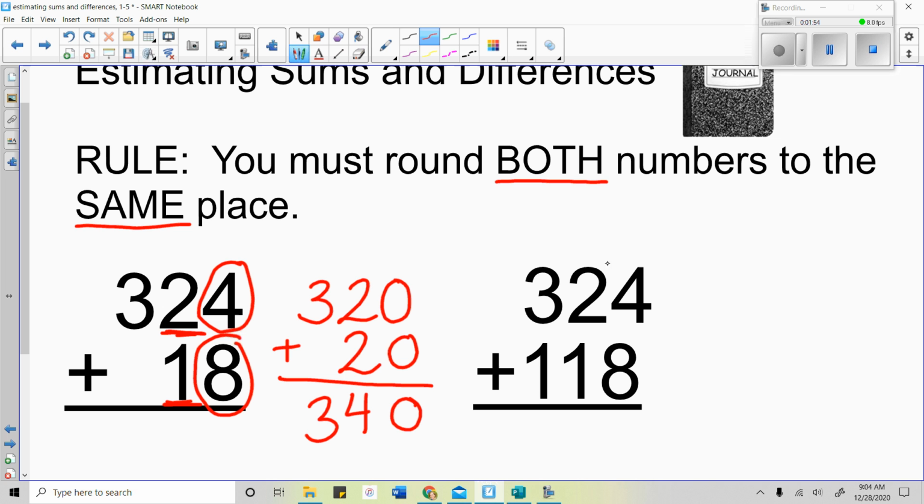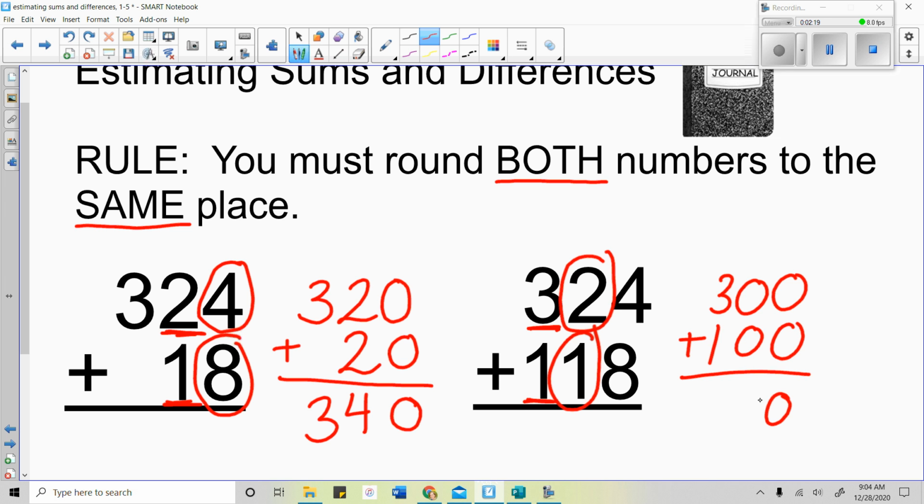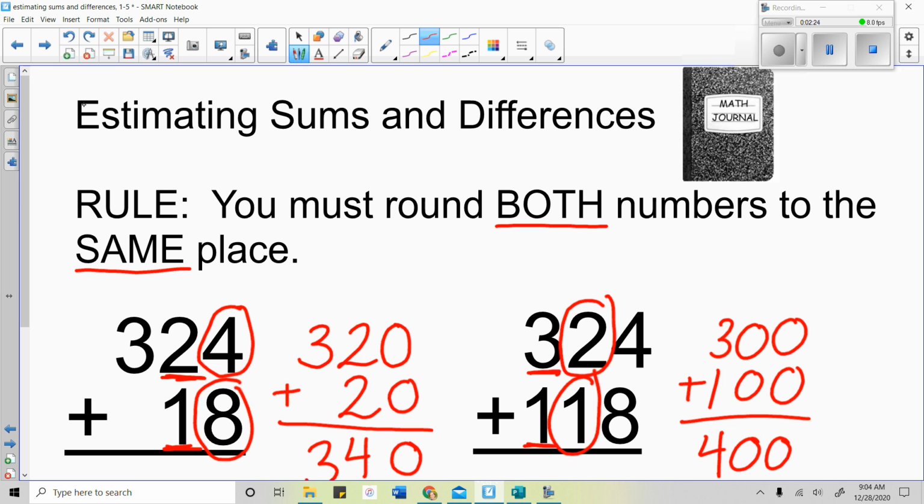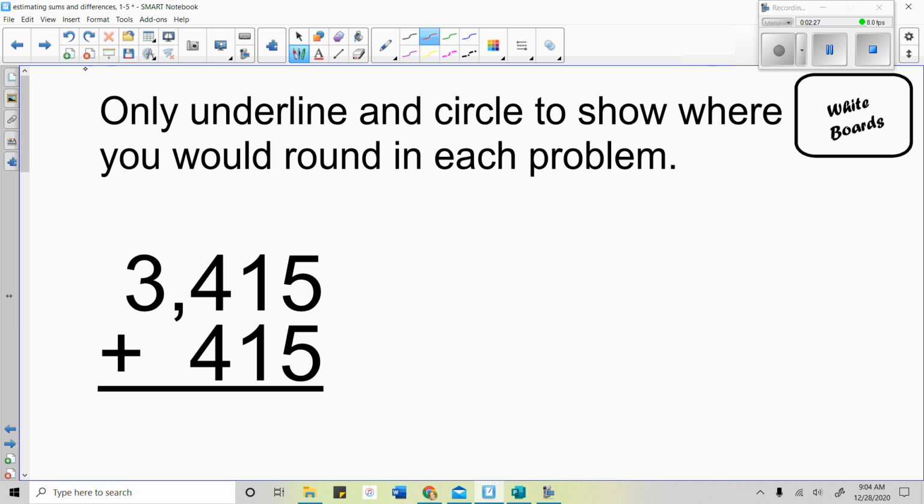Now looking at this next example here, I start at the biggest place, the hundreds. Do they both have a hundreds place? Yes, they do. So I am going to round these both to the hundreds place. Whatever the biggest place that they both have is, that's the place you're going to round to. So I underline, I circle. This first number is going to round to 300, and the second number is going to round to 100. Then when I add those up, I get an estimate of 400. So we're going to be practicing using these rules today.